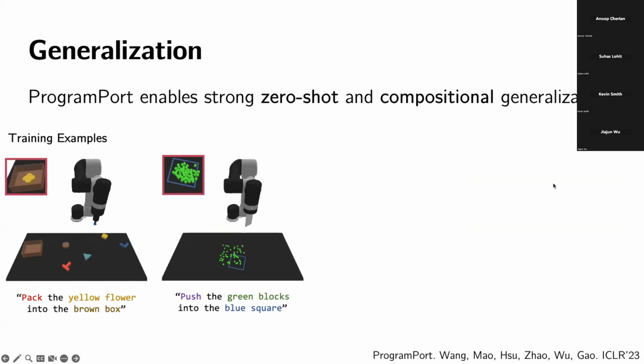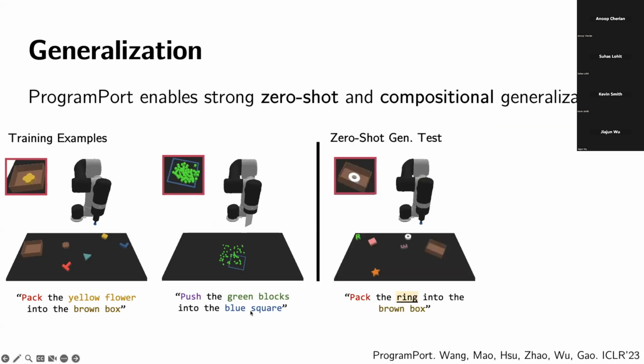And similarly, this thing we call program port, inspired by CLIPort, right? It also enables strong zero-shot generalization and compositional generalization. For example, if we train them on things like pack the yellow flower into the brown box or push the green box into the blue sphere, you can generalize them to a new object, right?